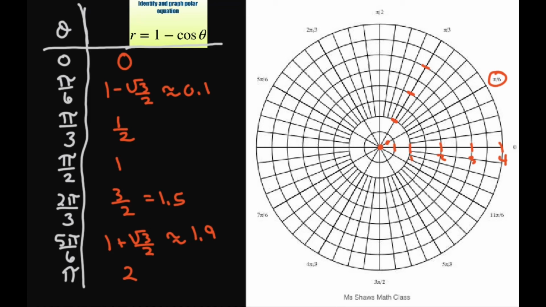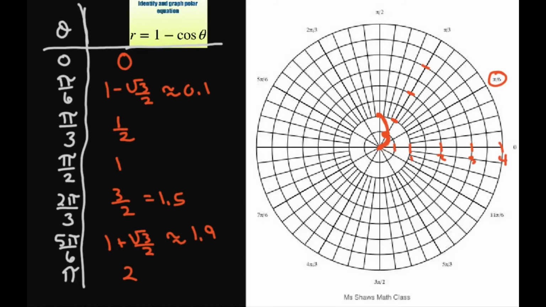At pi divided by 3, we're at 1/2. So we're getting out further. If this is 1, this would be 1/2. Yeah, right there. So we're swinging around this way. At pi divided by 2, we're at 1. So this is the part we're looking at. And then at 2 pi divided by 3, we're at 1.5. So let's go out. This is 1.5 here. So it's going out this way.